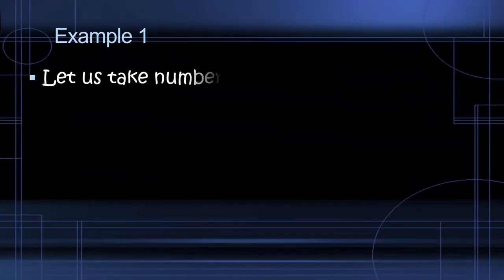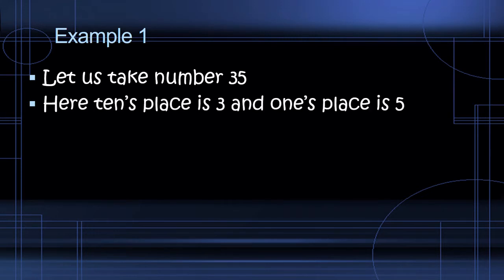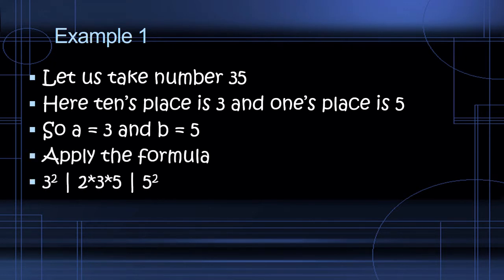Now, for example, let's take 35 again. Here the tens place is 3 and the ones place is 5, which means a is 3 and b is 5. Now let's substitute the values into a square, 2ab, and b square, which means 3 squared, 2 times 3 times 5, 5 squared. Now let's simplify the equation. It will give us 9, 30, 25.